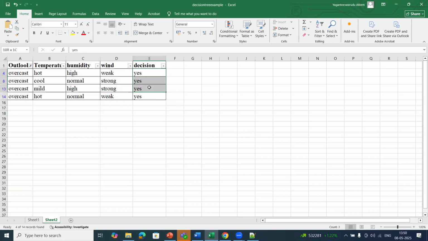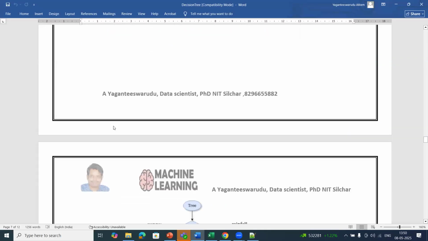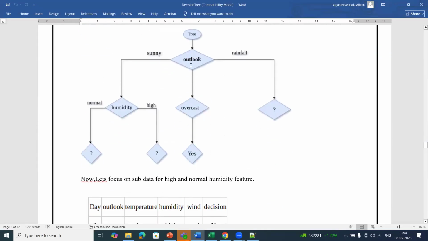If it is again yes and no, there will be two branches. But here there are no two branches, because irrespective of the other input features, whether it is temperature, humidity or wind, the decision is yes. So if I take outlook equal to overcast, irrespective of humidity or temperature or other features, the decision is yes.